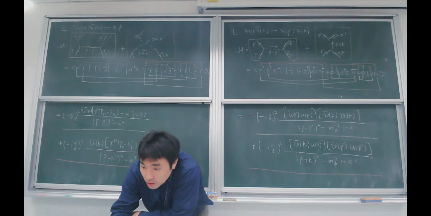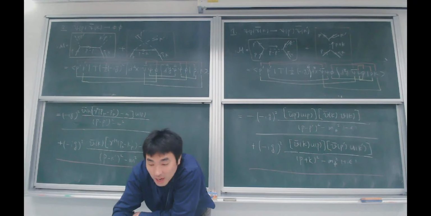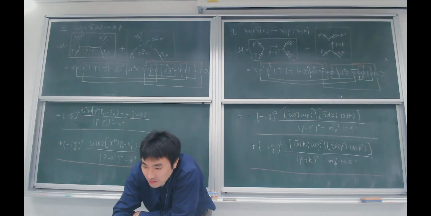Oh, there's a question. How to determine the sign of each diagram? I don't know who asked the question, but it's about how to swap the fermions. You have to be careful about how many times you exchange the fermions. That will determine the sign.